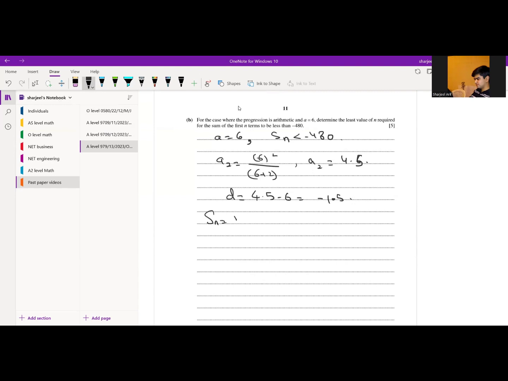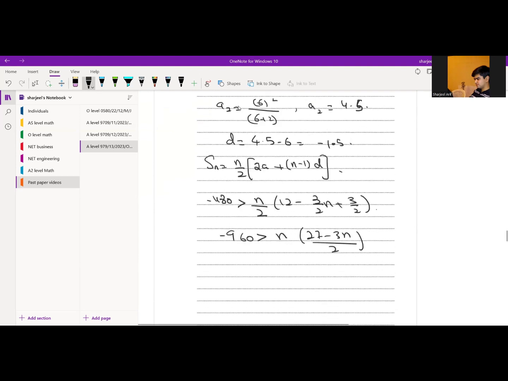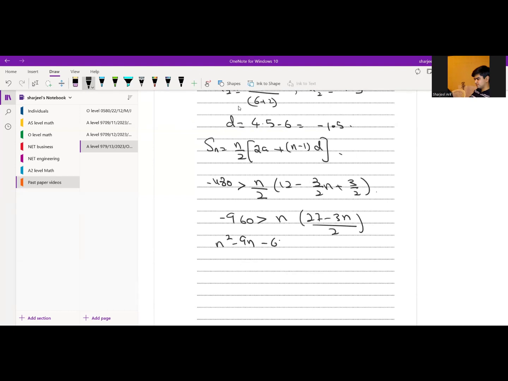So we will apply the formula for the sum, n over 2 into 2a plus n minus 1 into d. Minus 480 is greater than n by 2, 12 minus 3 by 2 n plus 3 by 2. So it would be minus 960 greater than n into 27 minus 3n over 2. We will simplify to get n square minus 9n minus 640 greater than 0. Apply the quadratic formula. This will become 81 plus 2560 divided by 2, and n is greater than 30.19. So this means n is equal to 31. This is our answer.